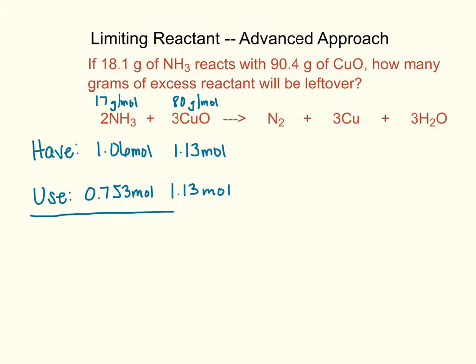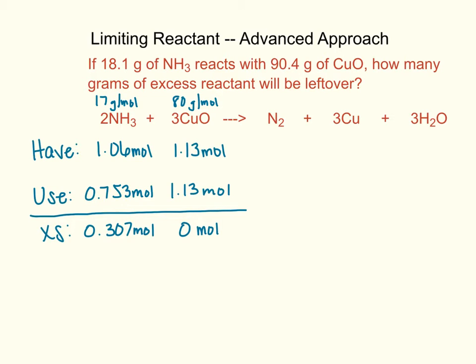So now, to confirm what my excess is and which one's my limiting reactant, 1.13 minus 1.13 is 0. So at the end, I'm going to have 0 moles of my CuO and 1.06 minus 0.753, and I'm going to have 0.307 moles of my NH3 left over. So I'm going to have 0.307 moles of my NH3 in excess and none of my CuO left over.